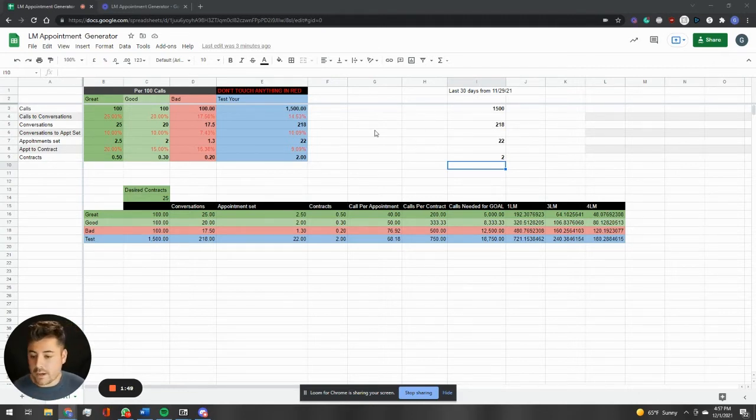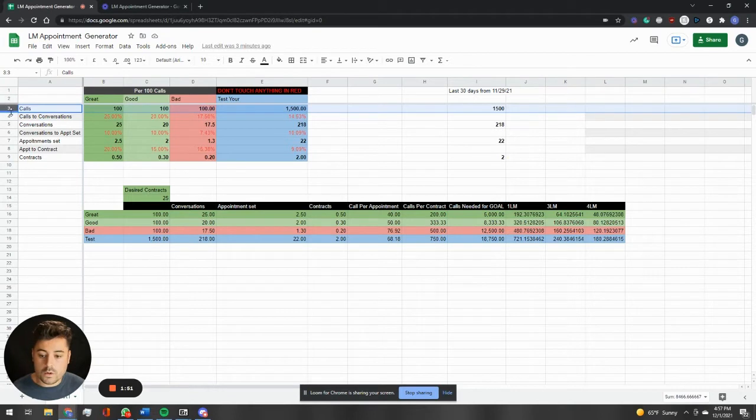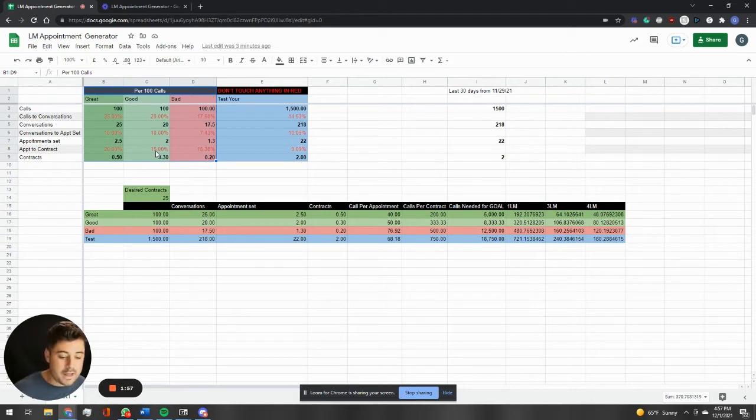So let's just get a breakdown of it, right? The first three columns of the sheet are just your ideal outcome. These are my expectations for my lead managers right now. It's my great, where I would love for them to be, my good, where I want them all to be at minimum, and what I think is bad.